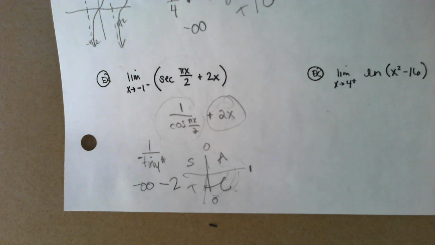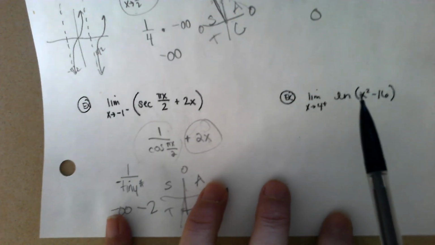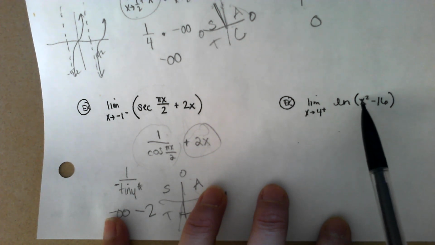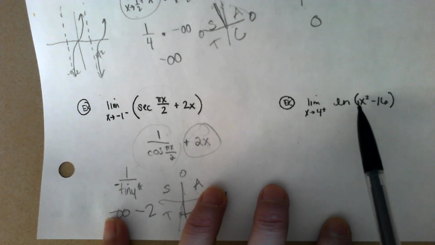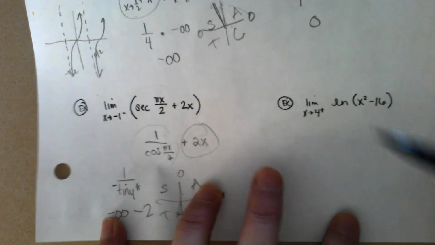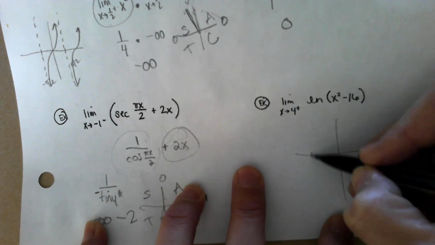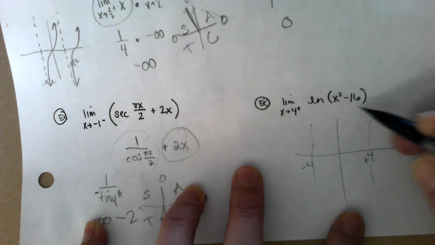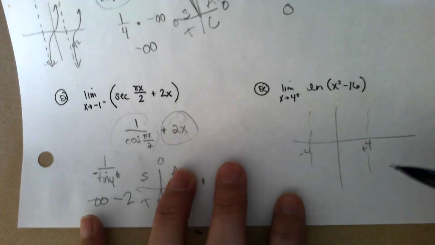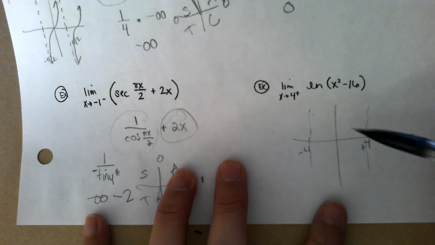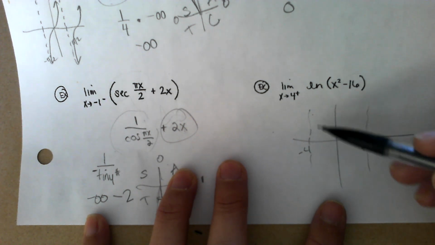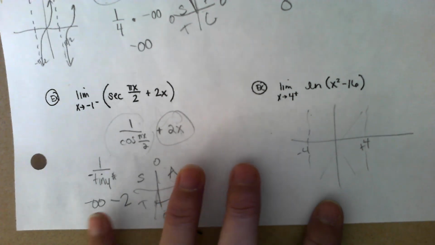Okay, and the last one is very similar to that first graph we looked at. We obviously can't take the log of a negative, so anything greater than 4 is good, and anything less than -4 is good. So 4 and -4 are cutoffs, and your cutoffs are what make you take the log of 0. And in between, we can't do it, because 0 squared minus 16 would be the log of a negative. So this whole section is in our domain.